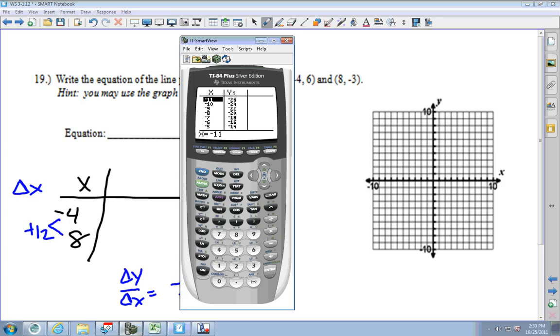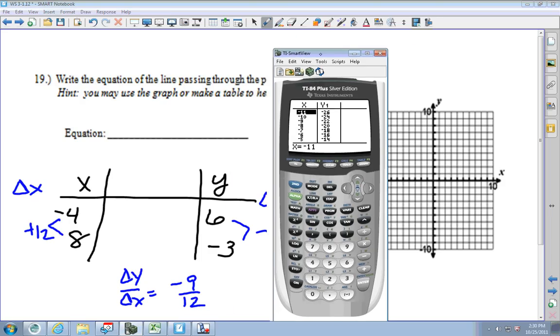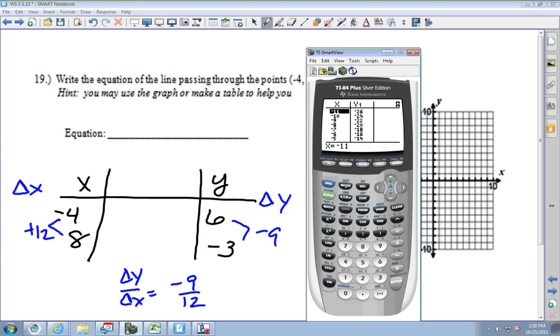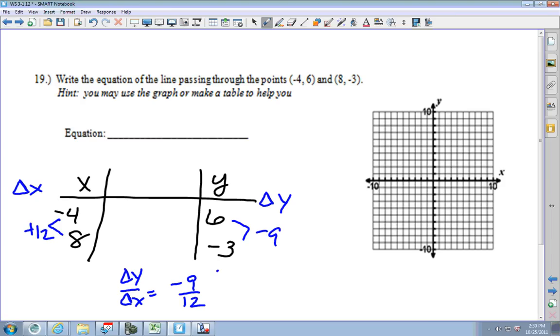If you don't know what that reduces to, you can go into your calculator right here. Let's go into the home screen, let's clear this out. Let's go negative 9, divide 12, and press math, enter, enter. It will reduce your fraction. We have negative 3/4. So I'm going to put in here negative 3/4, and I'm going to take that times negative 4.